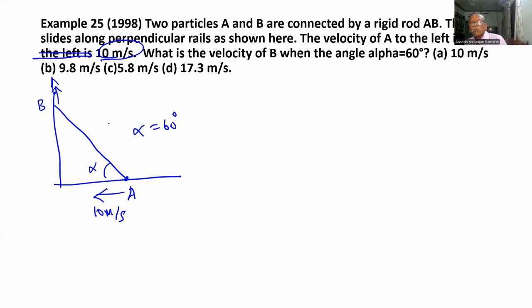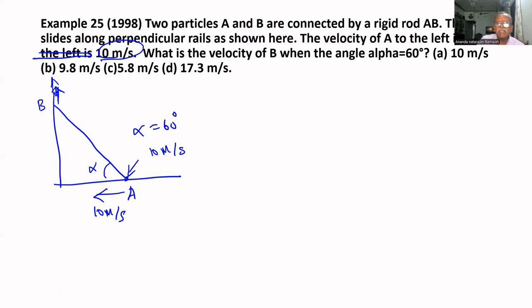Here, two particles A and B are connected by a rigid rod AB. The rod slides along the perpendicular rails as shown here. This is the perpendicular rail, this is the horizontal rail. The point B moves upward in the perpendicular rail. It moves up means A must come closer. At that time the velocity of A is 10 meters per second. What is the velocity of B? That is asked. Here, a beautiful sum.